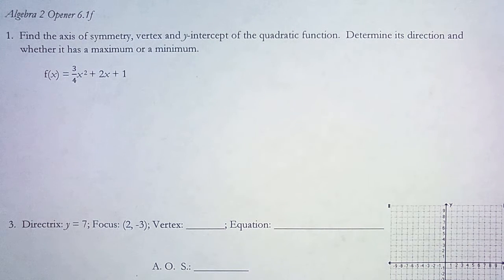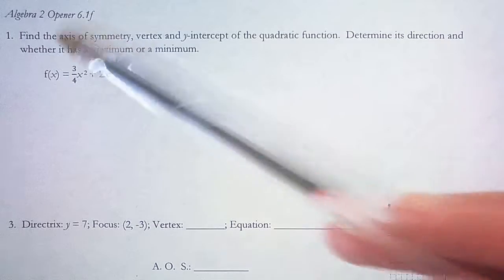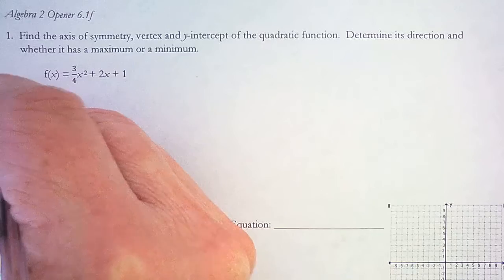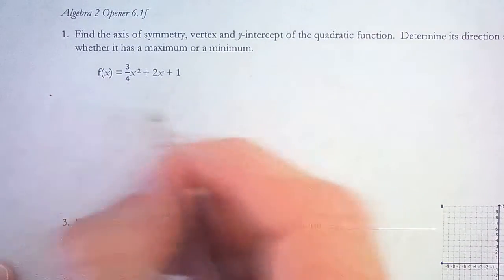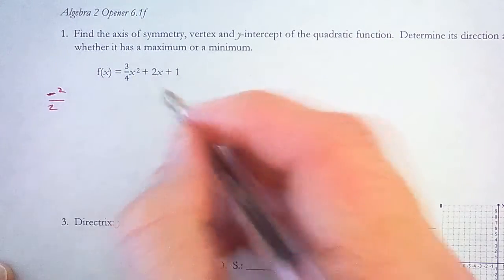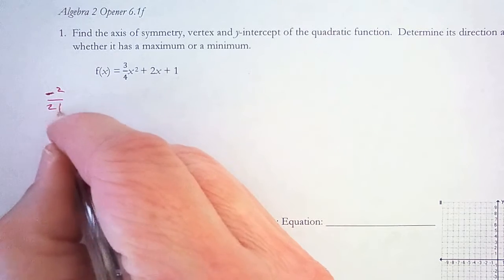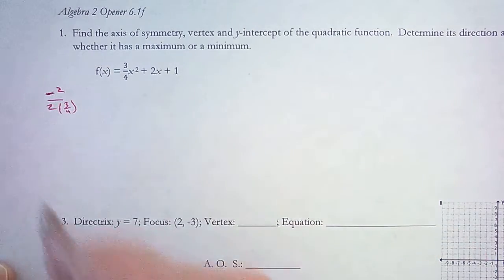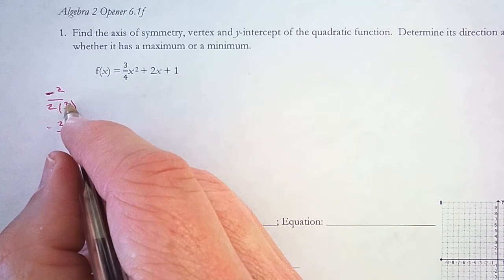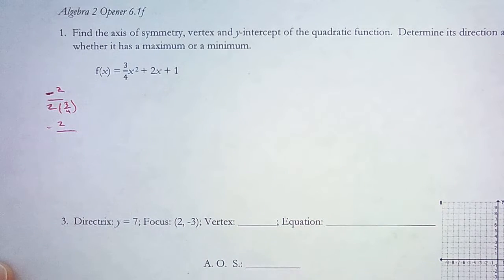Hey everybody, in this video we are going to review standard form and vertex form of a parabola. So here we are in standard form, looking first for the axis of symmetry. The axis of symmetry comes from the formula opposite of b, so that's negative 2 over 2a, so that's 2 times 3/4. Okay, so we have negative 2 over 2 times 3/4 is 6/4, and 6/4 simplifies to 3 over 2.